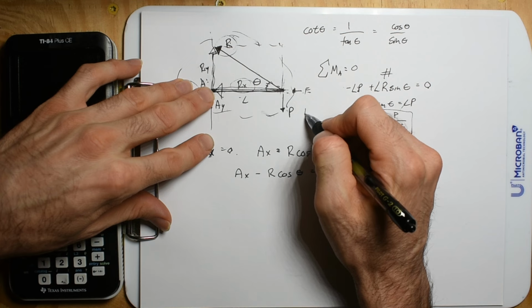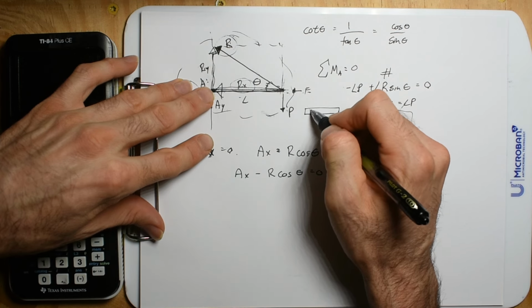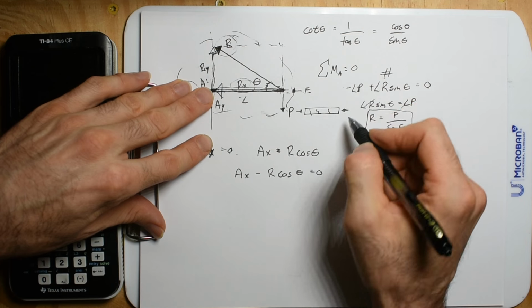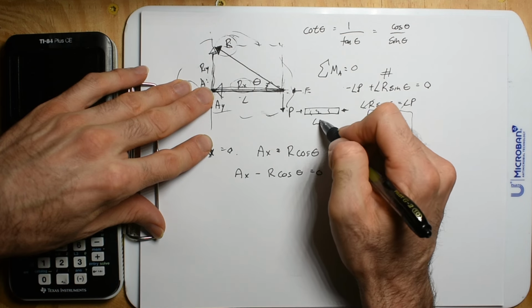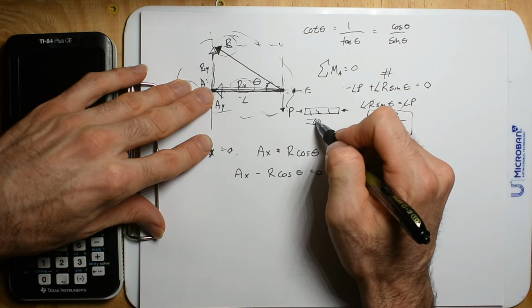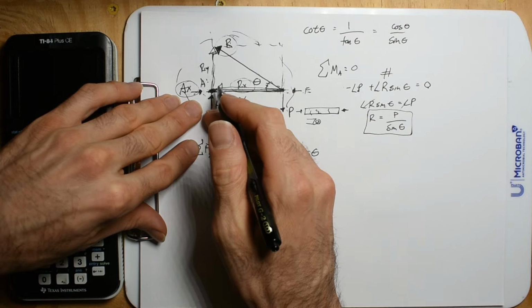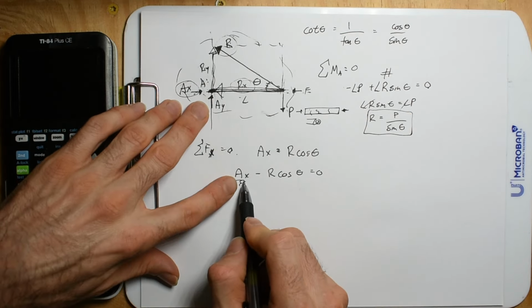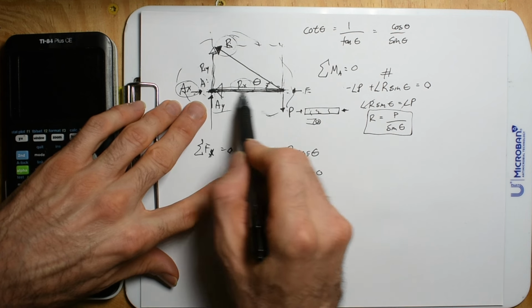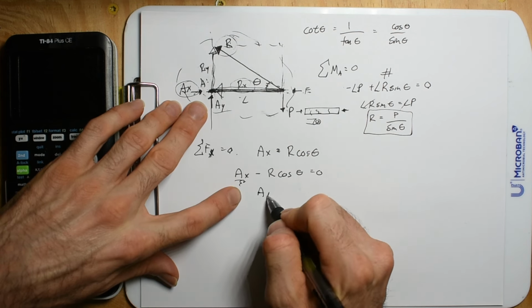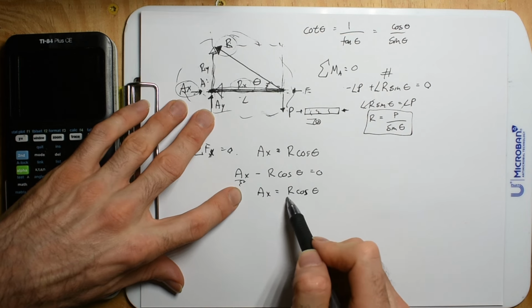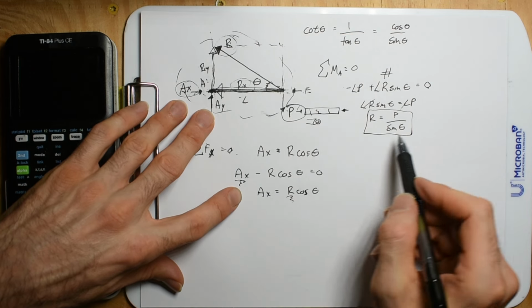So if we have a compression force on a piece of steel, then we can find the surface area of it, what kind of tubing we need to actually support that load. So that's what we're doing. We're just trying to find this reaction at x, and that's going to be representative of what that beam feels. So AX is equal to R cosine theta, but now we want to know what R is in terms of P.